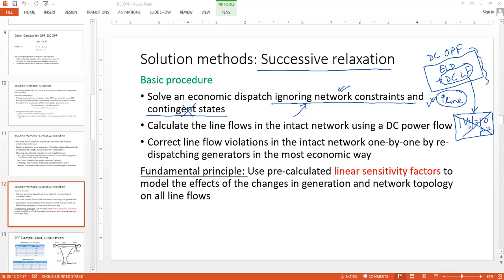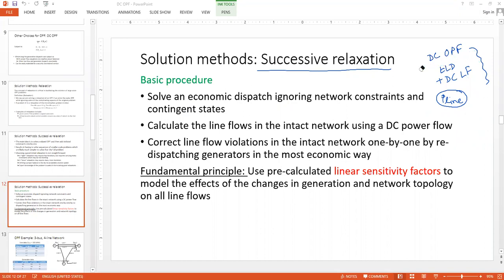So by the network constraints here, we mean the real power flow through the line. So whether the maximum allowable limit of the real power flows is getting violated or not, this is what we are going to check.